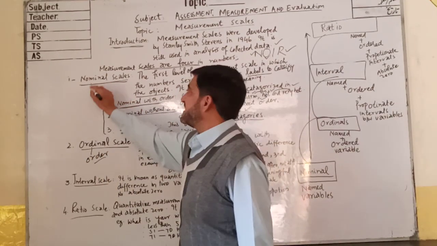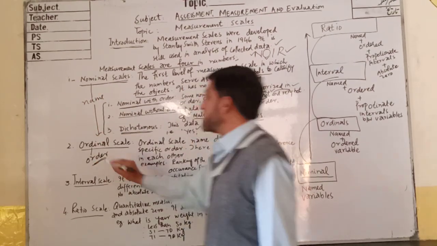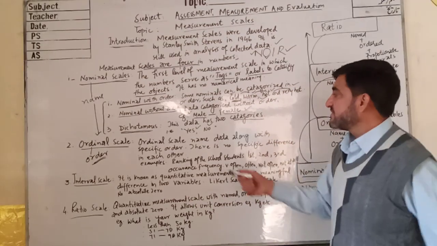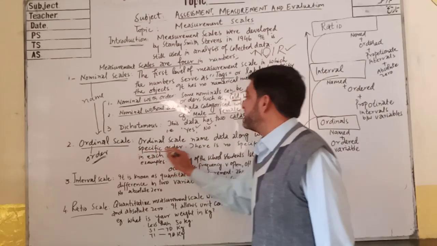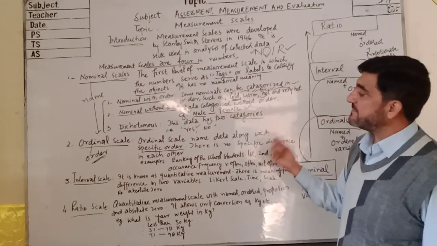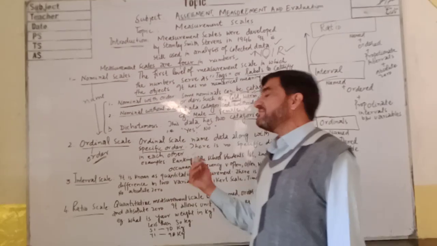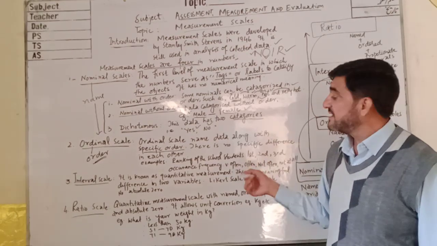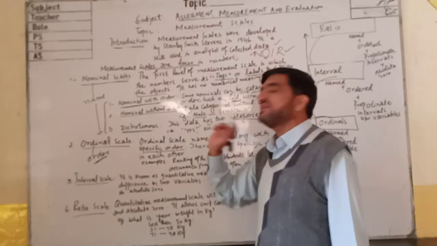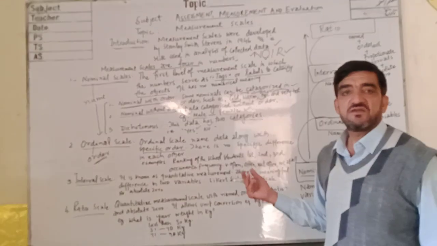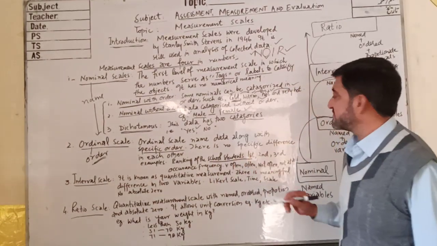Order, so naming is already there, the name is there, and after the name, now we are going to introduce order. So ordinal scale is name data along with specific order. The difference between nominal and ordinal is that in nominal there may be order or there may not be order, but in ordinal there must be order. There is no specific difference between each other. The difference is missing. For example, ranking of the students in school.